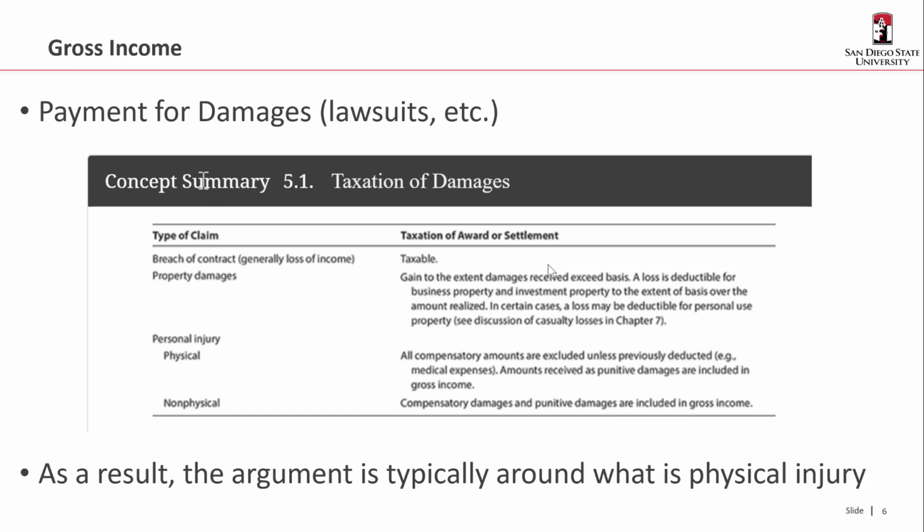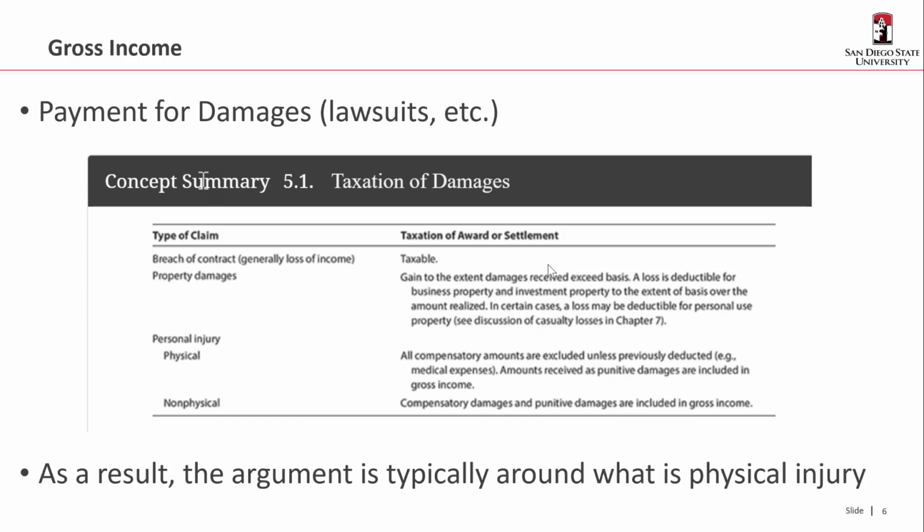If you end up with a gain, it's taxable, right? If you end up with a loss and it's business property or investment property, you can take the loss. But if it's personal use property, it's only deductible if it meets the definition of a casualty loss. And again, we'll get to what a casualty loss is when we do itemized deductions.